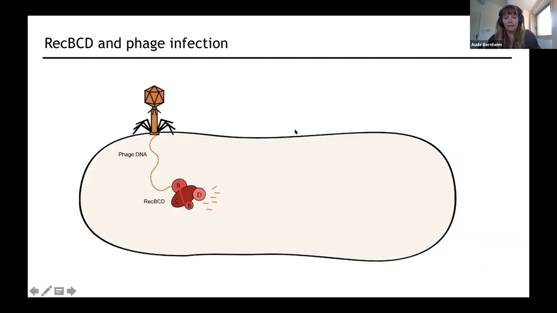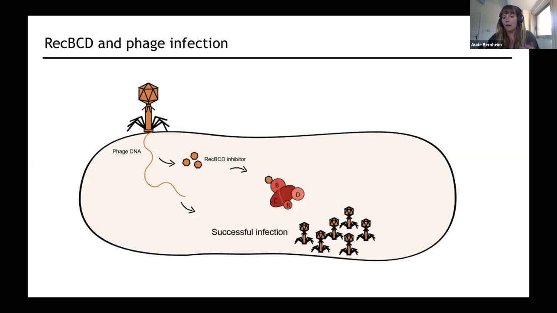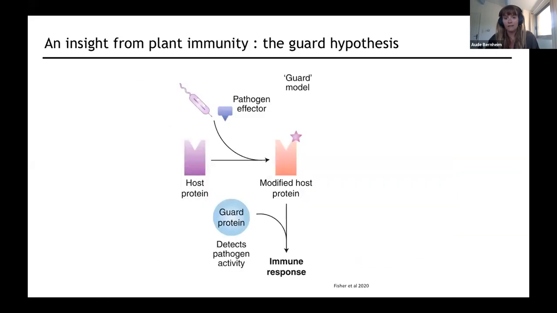Well, at this stage, I have to tell you that RegBCD is involved in DNA repair, but it also acts somehow as a defense system, in the sense that it eats up the incoming phage DNA. To avoid this, because it's an exonuclease, phages encode RegBCD inhibitors to have a successful infection. And so when we discovered that all these genes were RegBCD inhibitors, it made us think of a hypothesis that exists in plant immunity and is called the guard hypothesis.